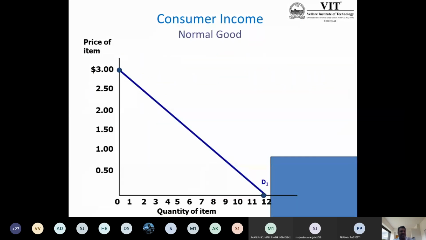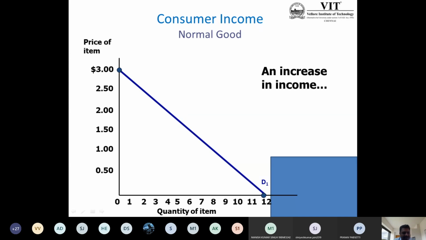Yes, consumer income. The salary of a person increases. Earlier, I used to buy a normal coconut oil, or normal rice for my lunch. The slide is not visible? Sorry, I have the projector. I think it should be on the way. So it is visible now? Yes, sir. Good. Okay.